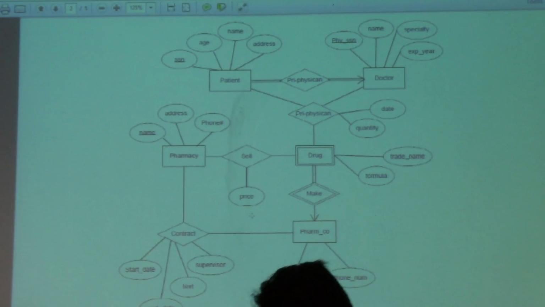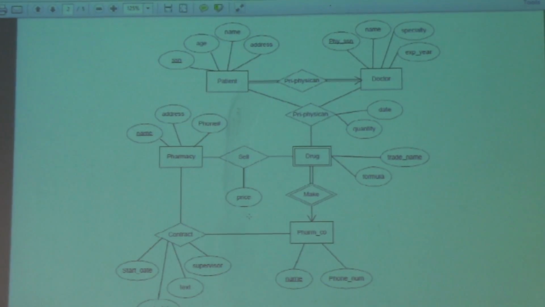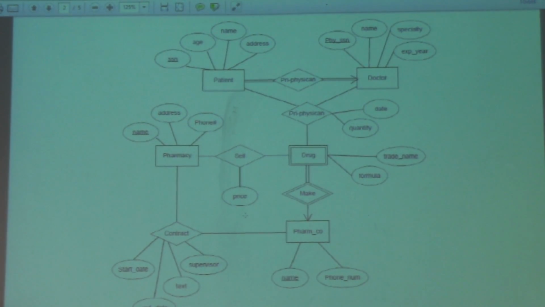Okay, so one is prescription and physician. The other one? Pharmacy. Pharmaceutical company. So one is pharmacy, one is drug. Okay, one is a table showing sale of the drug. This should also be a table, right? Sale, which is relating pharmacy and drug, right?